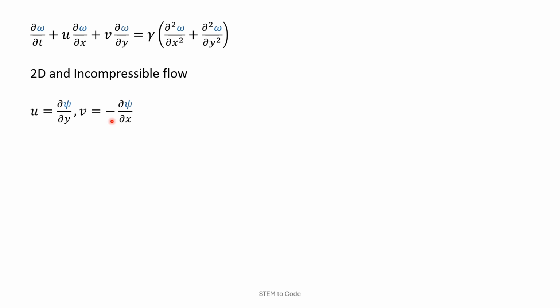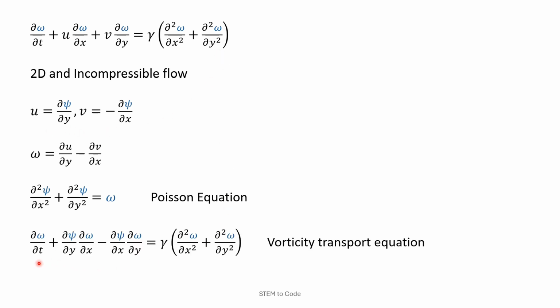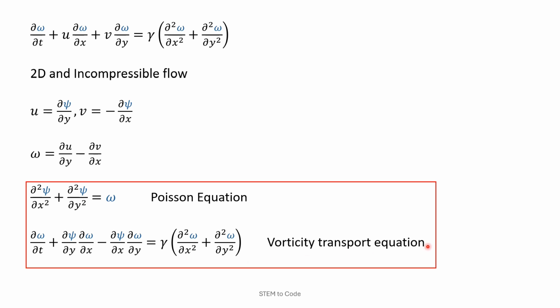Also, the vector form of the vorticity, when written for two dimensions, particularly in x and y coordinates only, will consist only of its z component, and it is given by du/dy minus dv/dx. We can substitute u and v from here in this equation, and what we get is the Poisson equation that relates stream function and vorticity. We can also substitute u and v in the vorticity transport equation, and what we get is the final form of the vorticity transport equation. And these two equations together make the stream function vorticity formulation that can be used to generate the flow field.